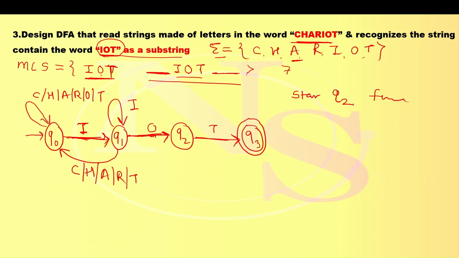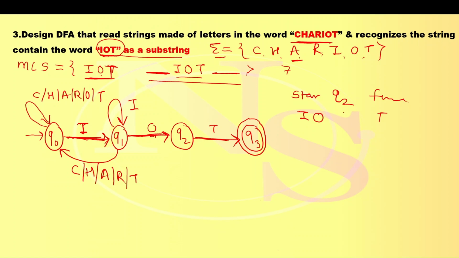How to reach from starting to Q2? In this case, by reading IO. So I'm writing here IO. How to reach to final from Q2? By reading T. In this case, try to find out transition for symbol other than T. So 6 symbols are there.